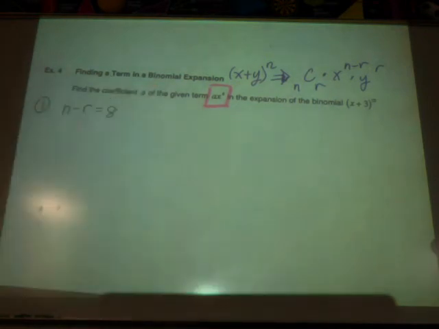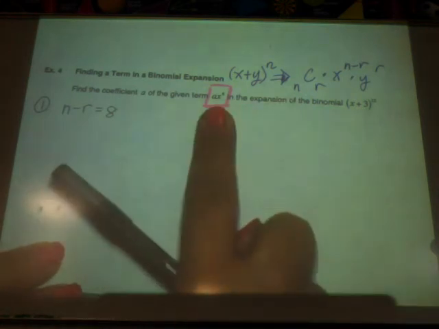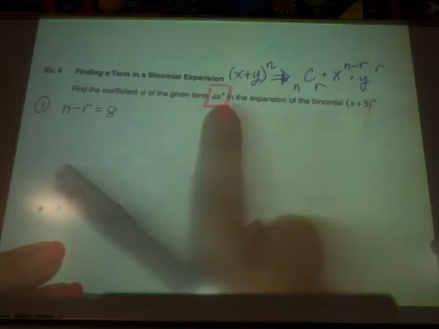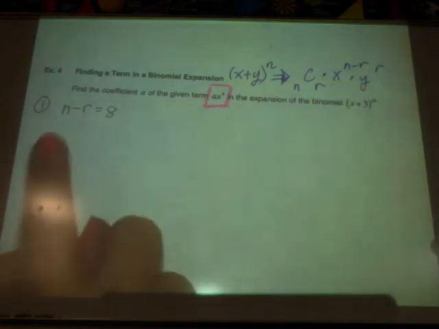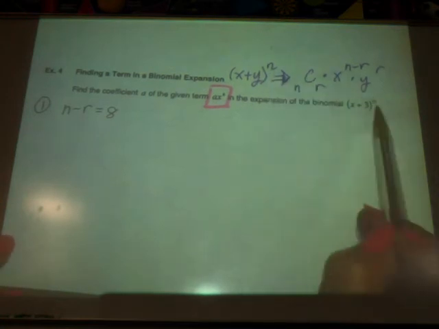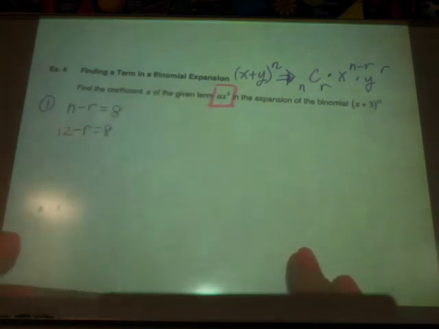That's number 1. And I found that just by looking at that they have to give you some knowledge of that term. They can't just say, find the 8th term. They're going to give you x to the 8th. So I was able to figure that out. Do I know any of these two? I know that n is 12, right? n is 12. So I'm going to replace n with 12, 12 minus r equals 8. 12 minus what is 8? 4. So doesn't r have to equal 4? Now we found r.